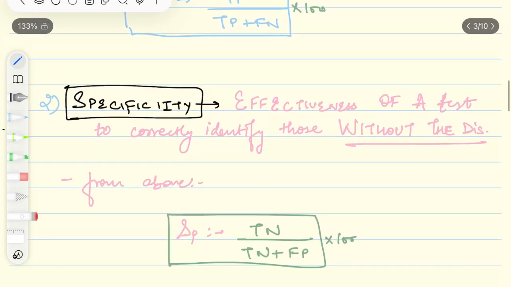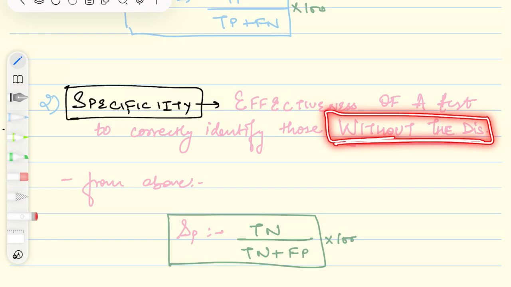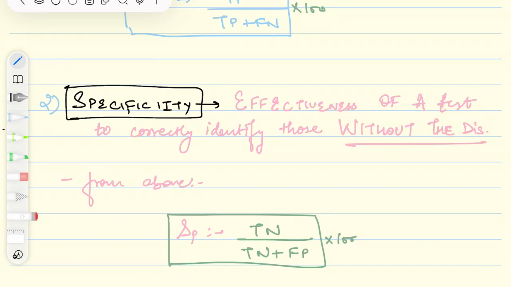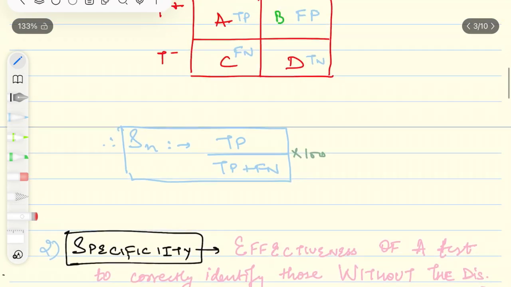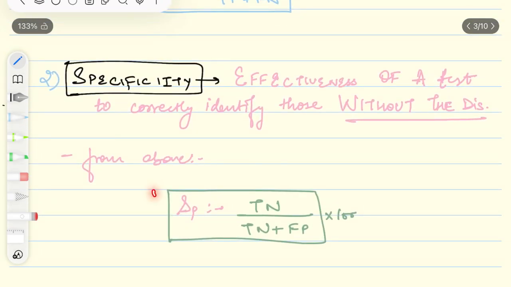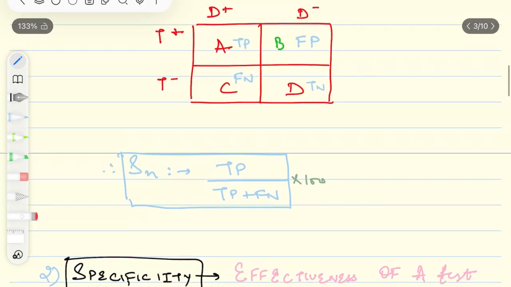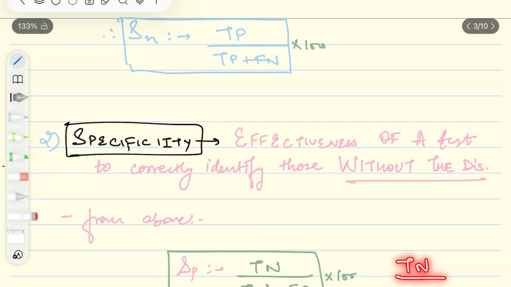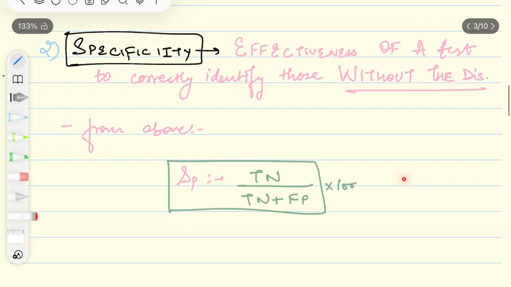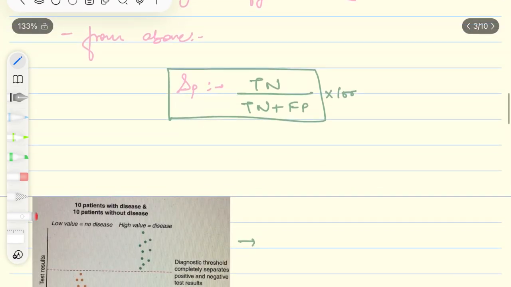Now let's come to specificity. The specificity is the effectiveness of a test to correctly identify those without the disease. Means individuals who do not have disease, the test identifies those individuals. Now from the above table, we conclude that specificity is equal to true negative divided by true negative plus false positive. Means true negative divided by disease negative. This is our specificity.